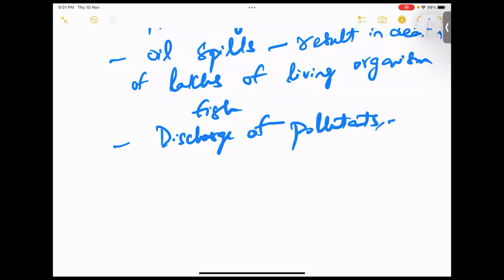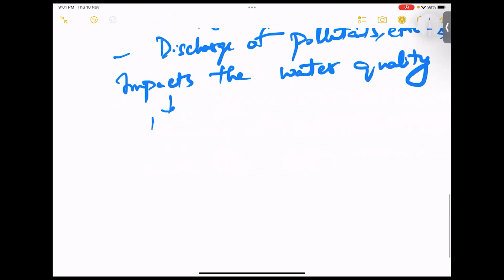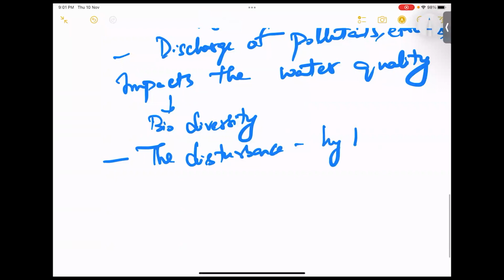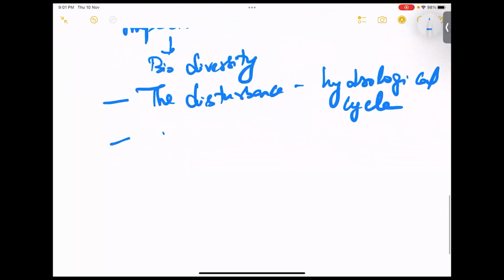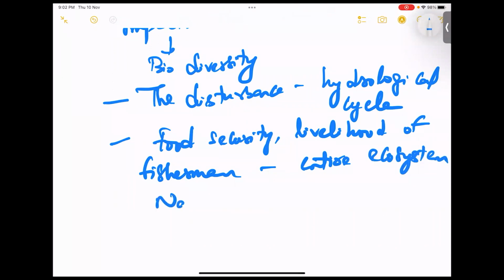Discharge of pollutants or effluents impacts the water quality and thereby it impacts the biodiversity of the marine life. And the disturbance of marine life disturbs the hydrological cycle. And finally, it disturbs the food security, livelihood of fishermen, and disturbs the entire ecosystem, including the sea navigation.